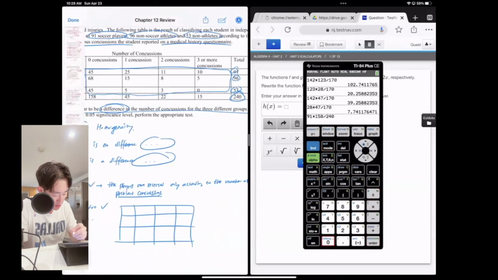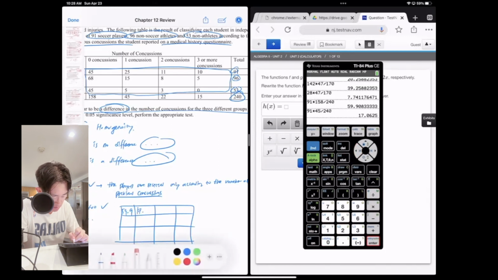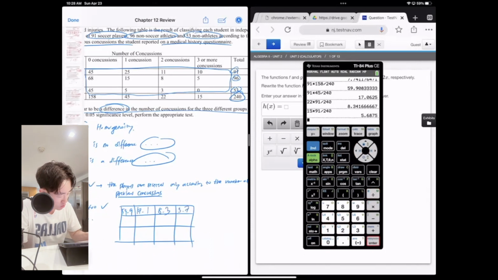158 divided by 240, one at a time. So 59.9. I'm just going to abbreviate it to the nearest tenth. 45 divided by 240 is 17.06, or 17.1, I would say. 22 times 91 divided by 240, 8.3. 15 times 91 over 240, 5.7. 158 times 96 over 240, 63.2. 45 times 96 over 240, 18. 22 times 96 over 240, 8.8. 15 times 96 over 240, and that's 6.